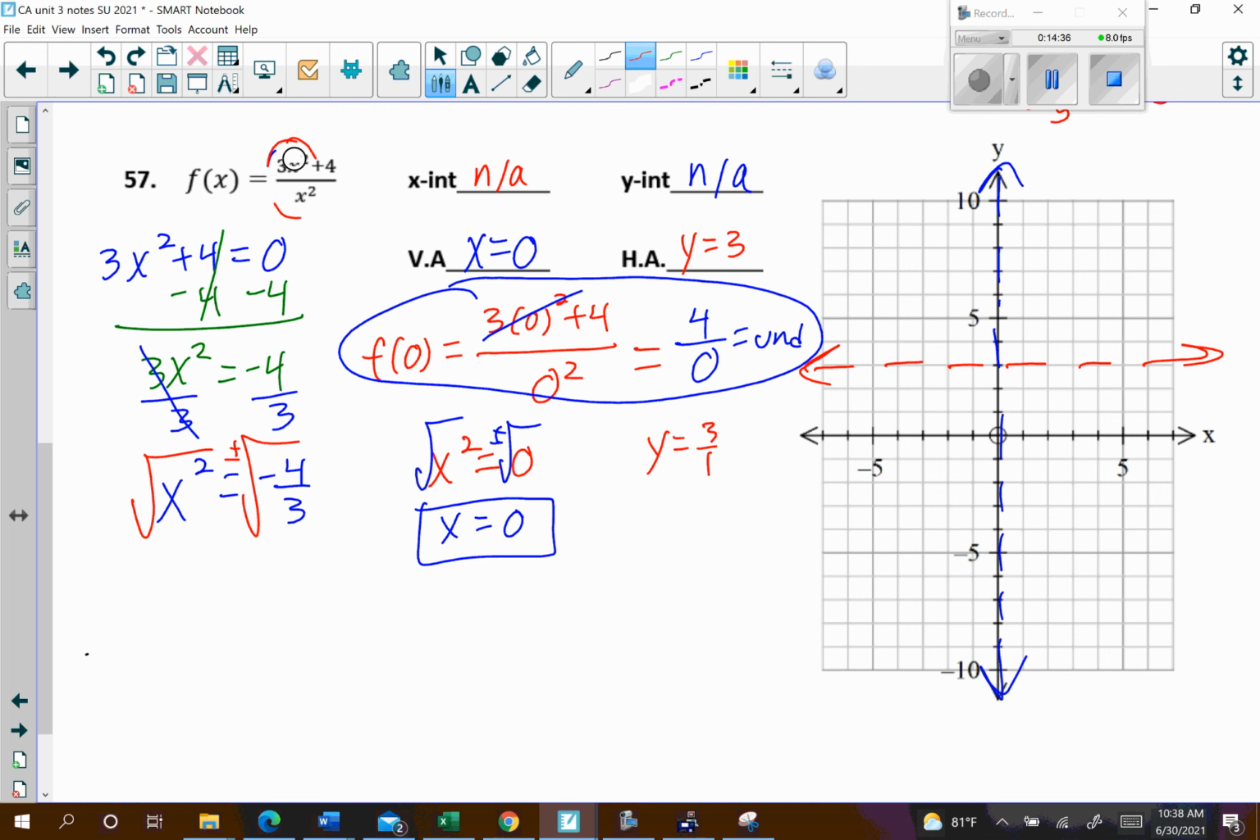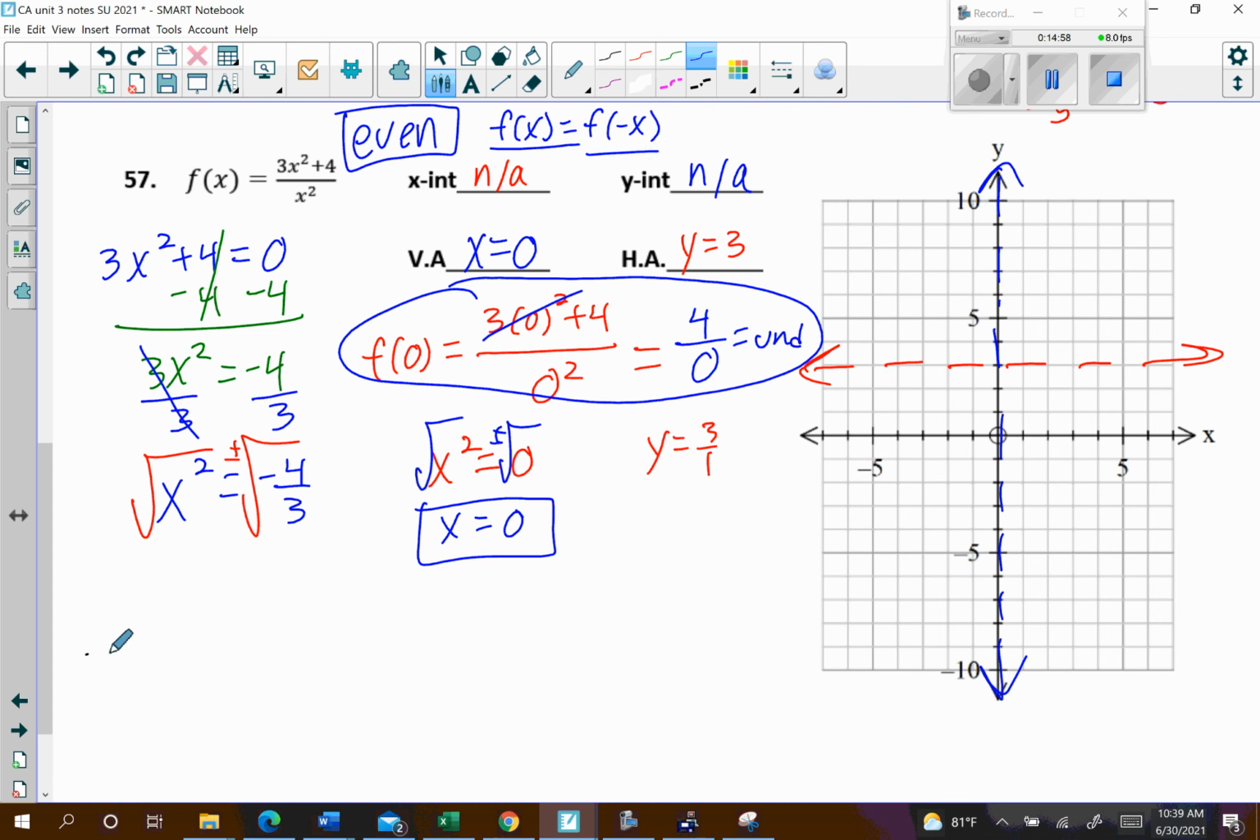Now, what's interesting about this, and if you recognize this, great. If you don't, it's okay. But this is an even function. If you notice, all the exponents are even. So what that means is whether I plug in f of x or if I plug in f of negative x, it's going to be the same.